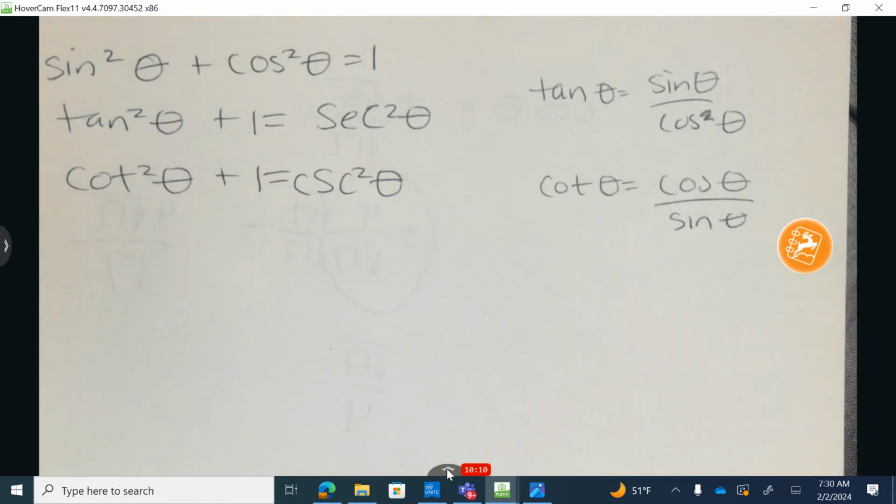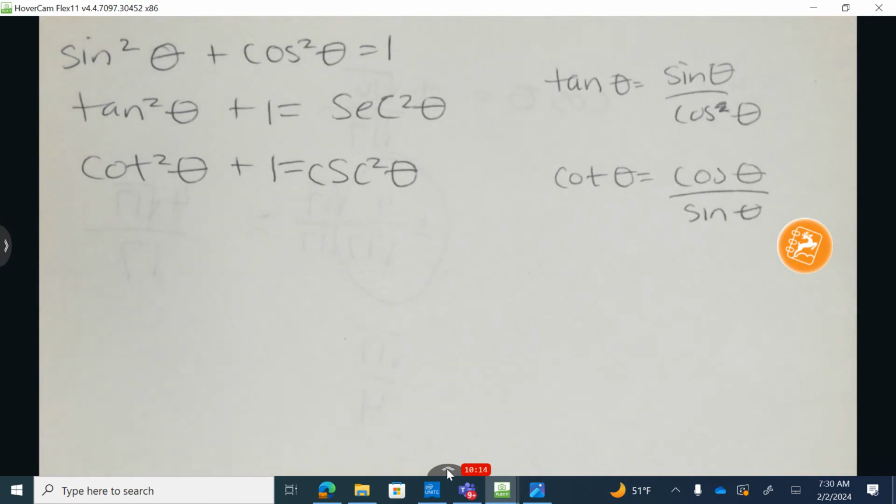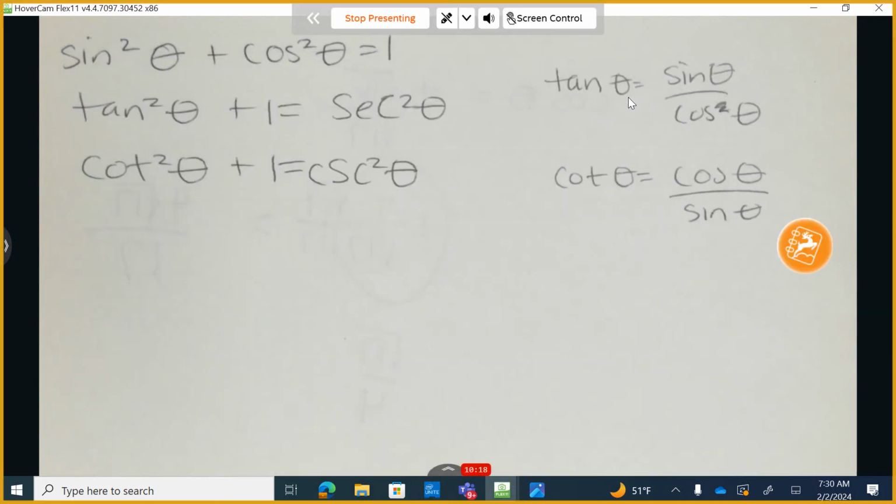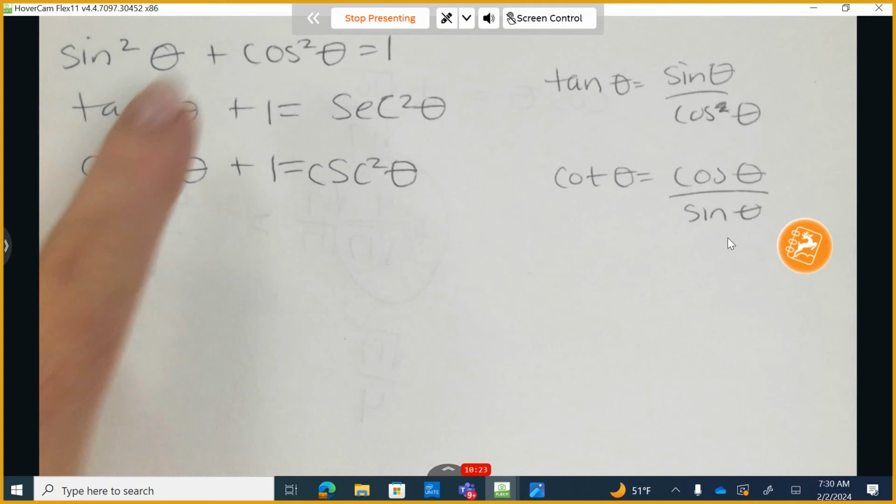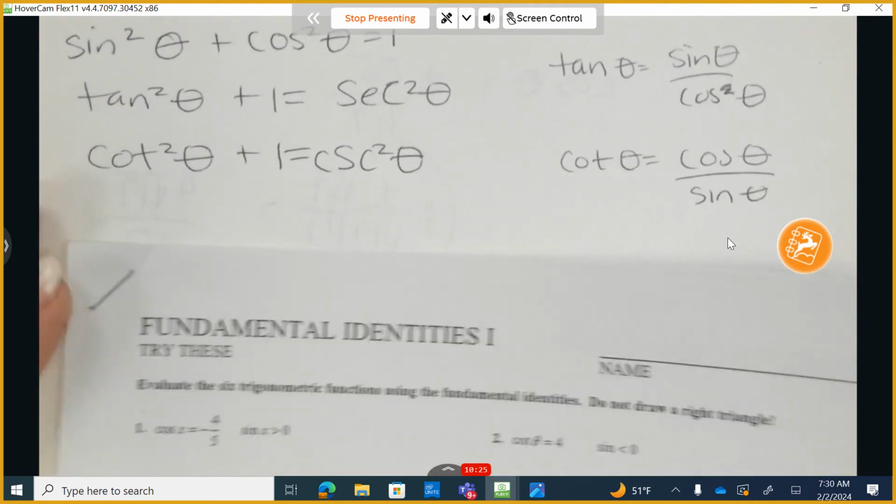We are going to continuously refer back to these, and you do have to have these memorized. It may be helpful if I provide you with flashcards to memorize these, but these absolutely have to be memorized. So let's get started right now.